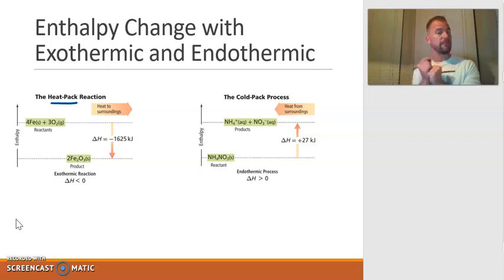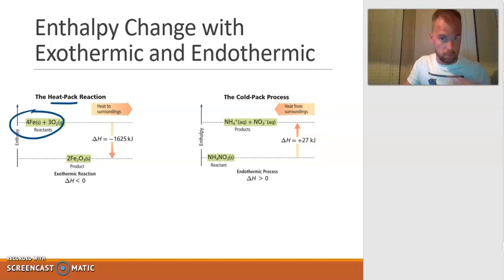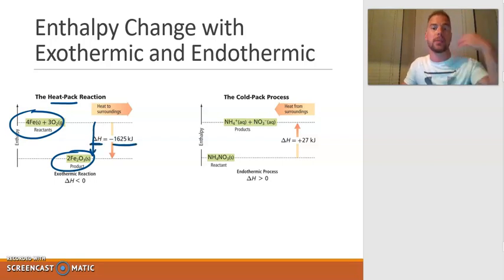Well, the heat pack feels warm to you, so what kind of reaction is that? It's an exothermic reaction. As a result of the reactants going through their reaction and producing a product, the reaction itself has lost energy. The change in enthalpy is negative because energy has been lost.